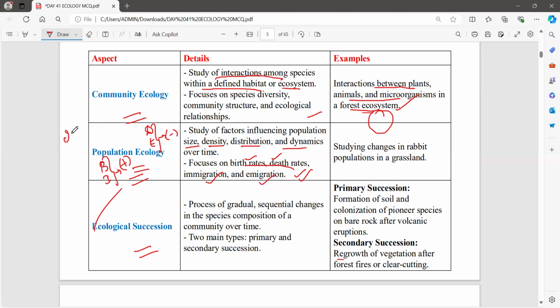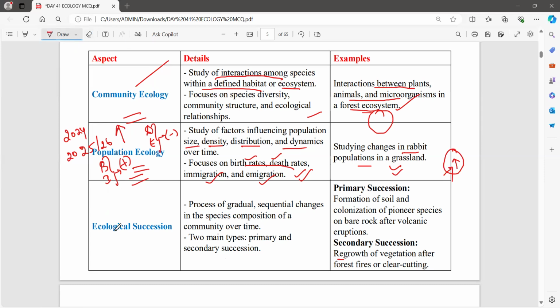Now it is 2024, and in 2025 and 2026, obviously there will be an increase in population. Whenever there is growth over the years, definitely there will be growth in population also. So studying changes in a rabbit population in a grassland ecosystem, what will be the population of certain species, and what factors affect the growth of the rabbit population, is the study of population ecology. And the most important area will be ecological succession. Very, very important thing.